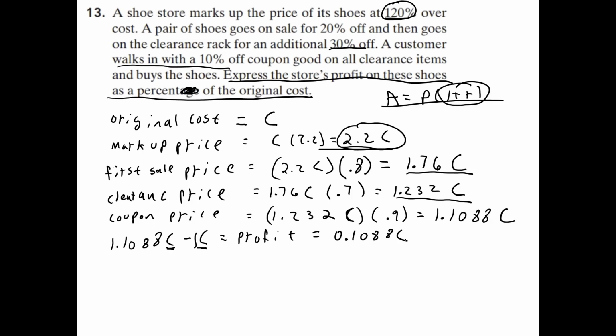And so we get 0.1088C. And then the percent, as we did in the previous problem, is we want to compare the profit to the original cost. So we take 0.1088C and we divide it by C, and the C's will cancel out, and we want this written as a percent. So 10.88%. And what that's saying is that after we go through all this, we're still making a 10.88% profit on all of this.